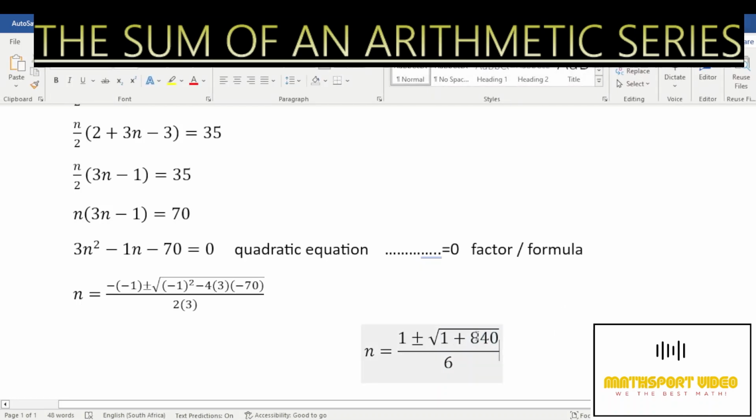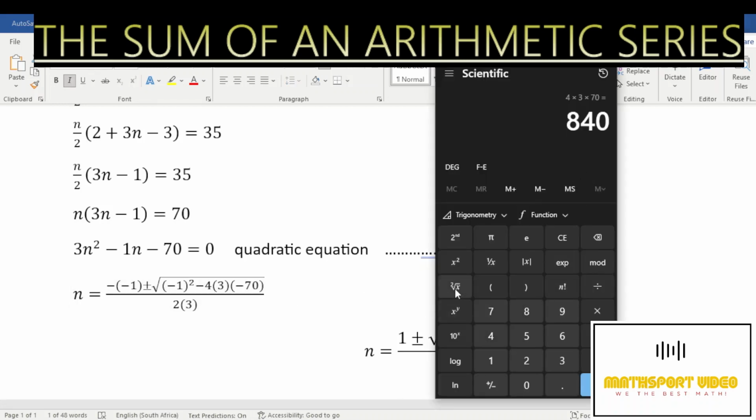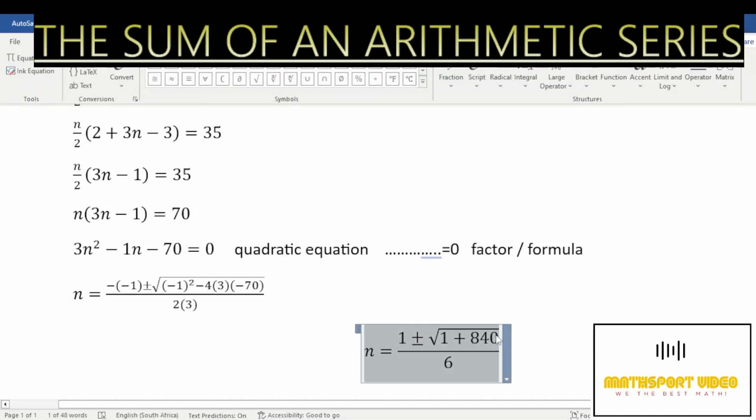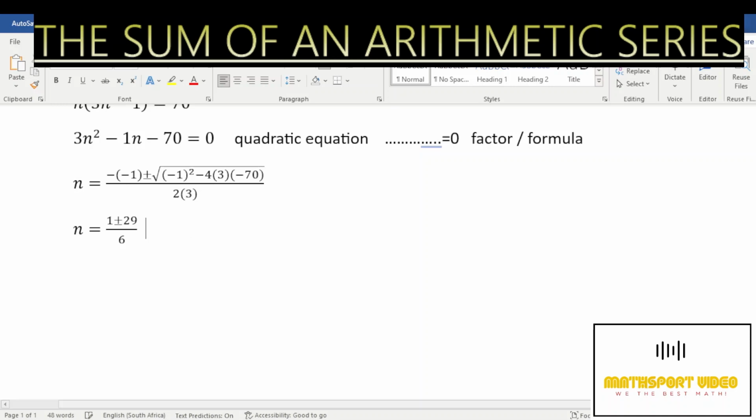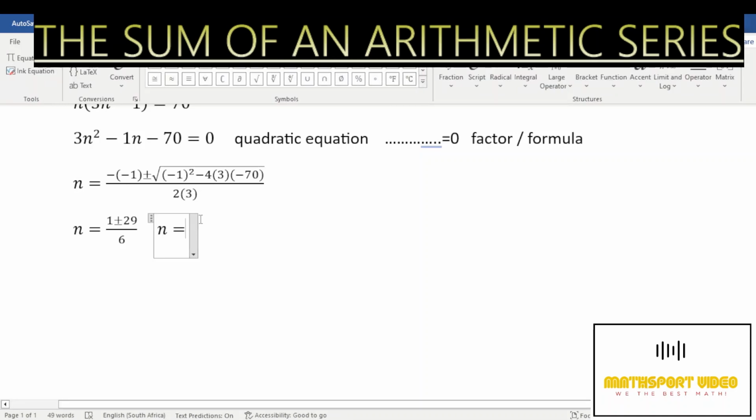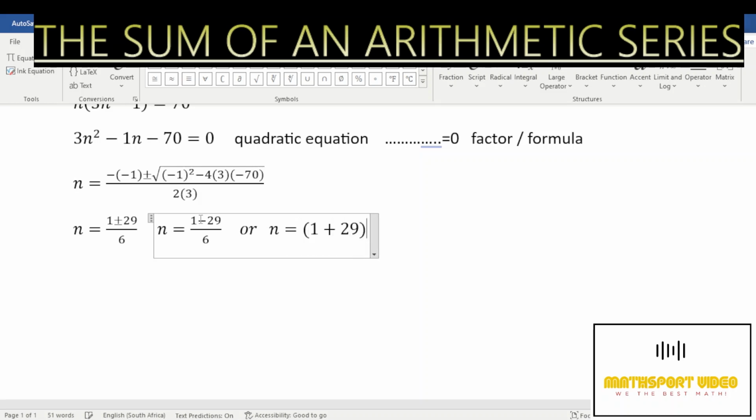Okay, so you've got 1 plus 840 divided by 6. Now, 840 plus 1 is 841, but can we square root 841? Okay, let me try that one again. So it's the square root of 841, and the answer there is 29. Okay, so this part here is going to equal 29. So what does this tell us? It tells us n is going to equal either 1 minus 29 divided by 6, or n is going to equal 1 plus 29 divided by 6.